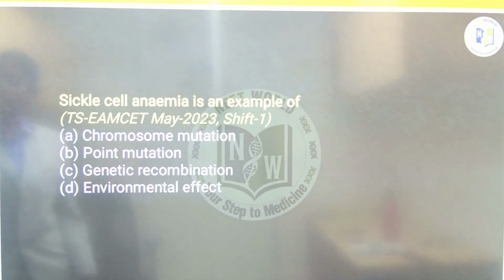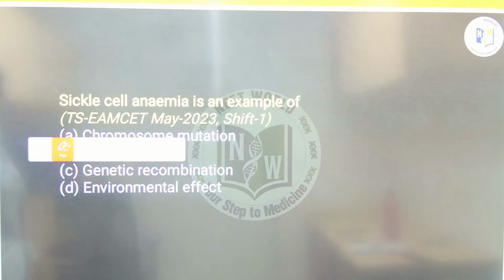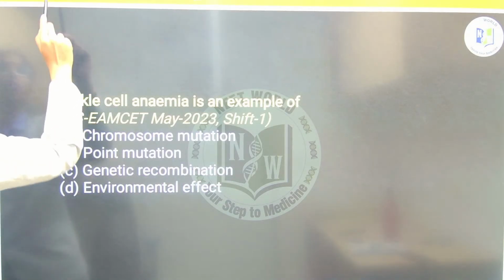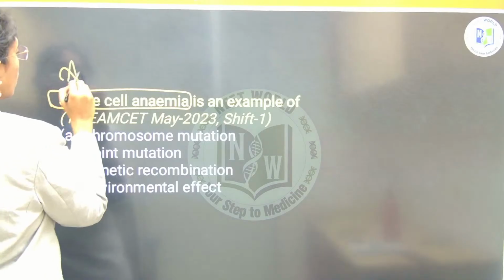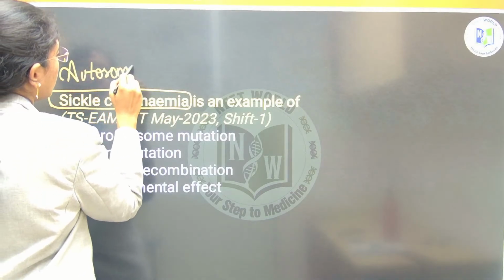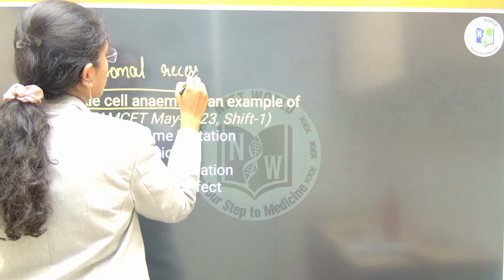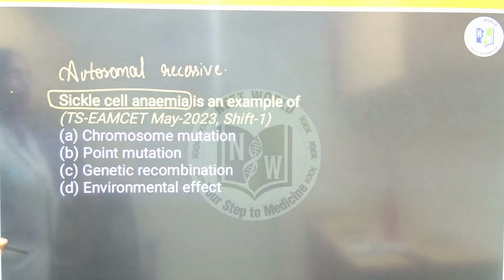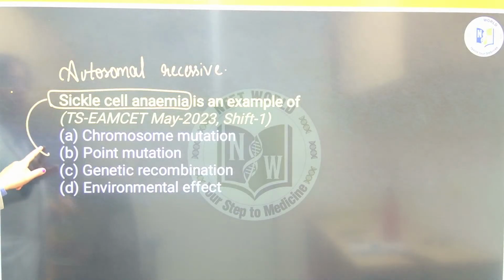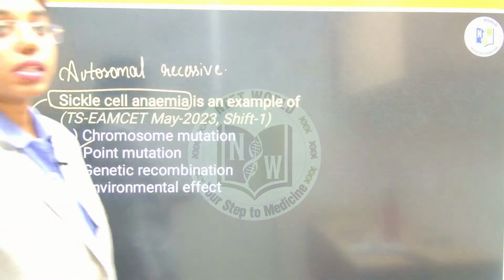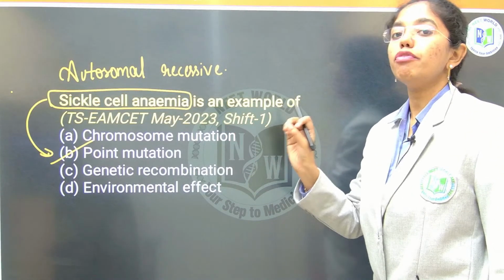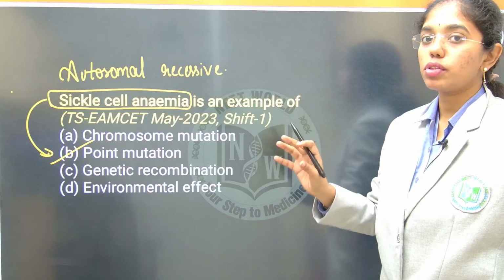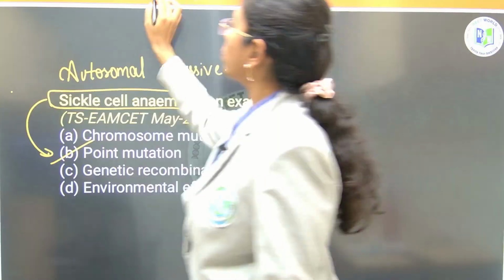Sickle cell anemia is an example of what? Firstly tell me what type of disease it is. Autosomal recessive, right? Sickle cell anemia is an autosomal recessive disease. So this is an example of an autosomal recessive disease which gives what? Point mutation. Where a single gene will be disturbed here. A single base pair is disturbed here, because of which the disease occurs, which is point mutation.